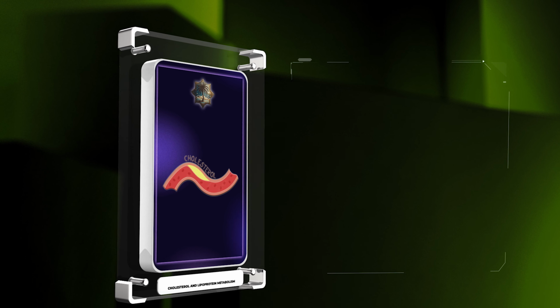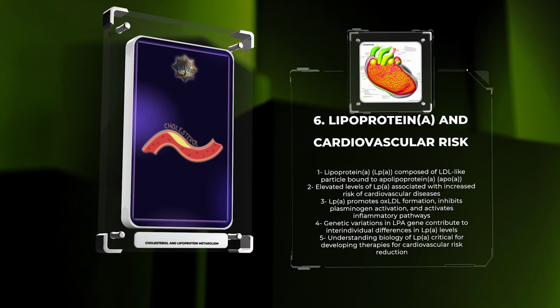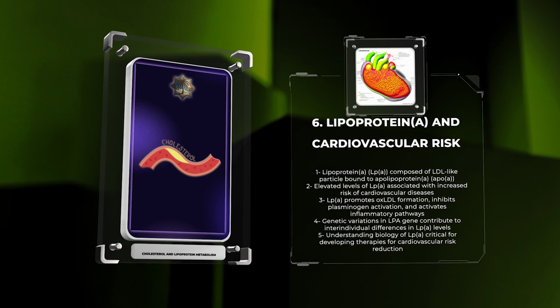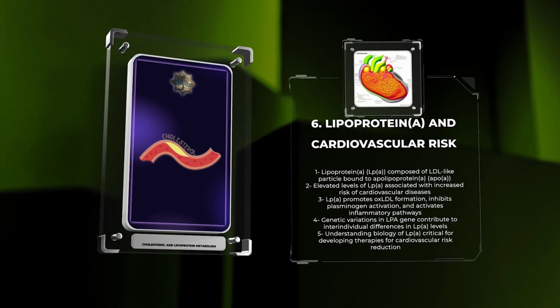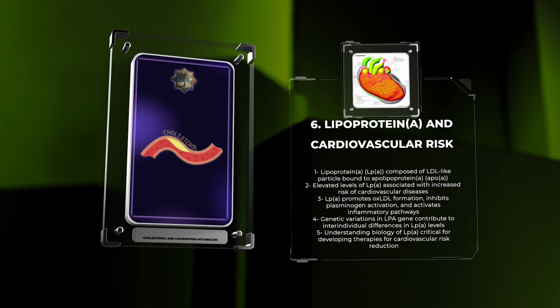Lipoprotein A, LPA, is a lipoprotein particle composed of an LDL-like particle covalently bound to a unique protein called apolipoprotein A, ApoA. Elevated levels of LPA are associated with an increased risk of cardiovascular diseases, including coronary artery disease and stroke. The proatherogenic properties of LPA can be attributed to various mechanisms, including the promotion of oxLDL formation, inhibition of plasminogen activation, and activation of inflammatory pathways. Furthermore, genetic variations in the LPA gene, encoding apolipoprotein A, contribute to interindividual differences in LPA levels.